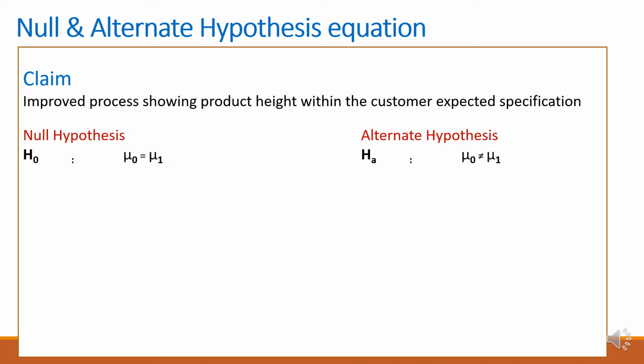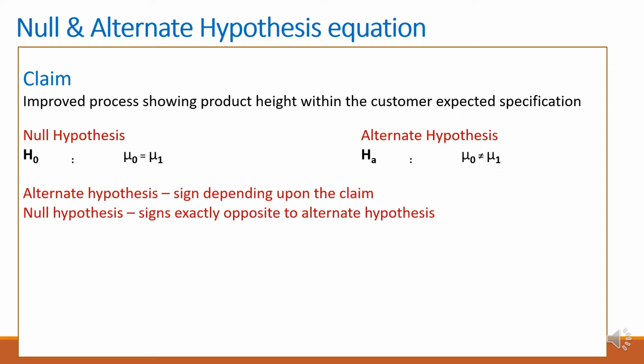The product height changes, so mu0 is the average product height before and mu1 is the average product height after improvement. So alternate hypothesis: mu0 not equal to mu1. The exact opposite is the null hypothesis: mu0 equal to mu1. So this is the way we have to write it.